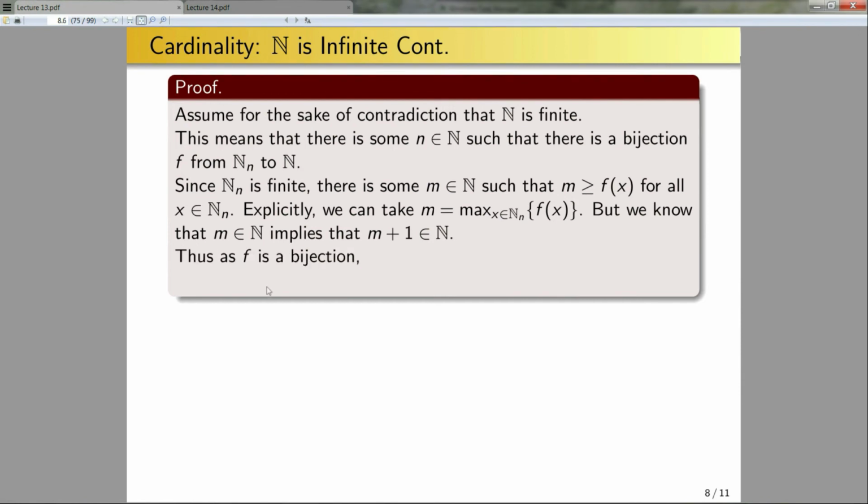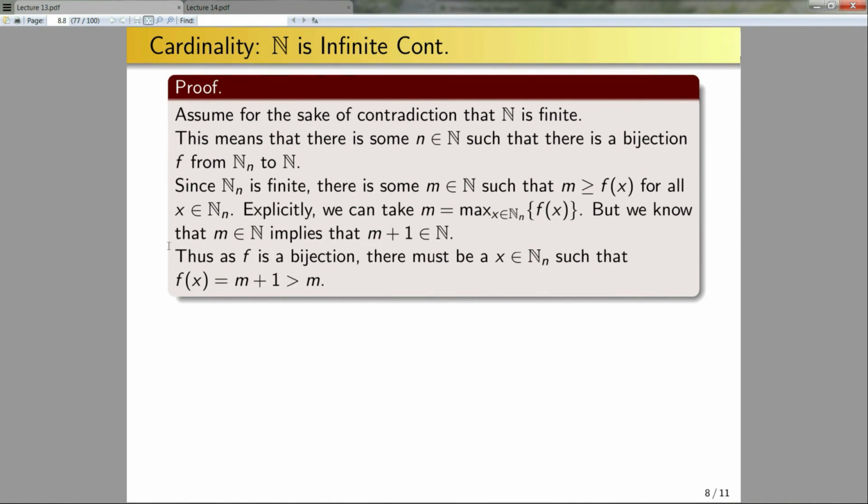Well, since f is a bijection, and since m plus 1 is an element of N, there has to be something in N sub n that maps to m plus 1. So explicitly, there must be an x in N sub m such that f of x is equal to m plus 1. But we also know that m plus 1 is greater than m.